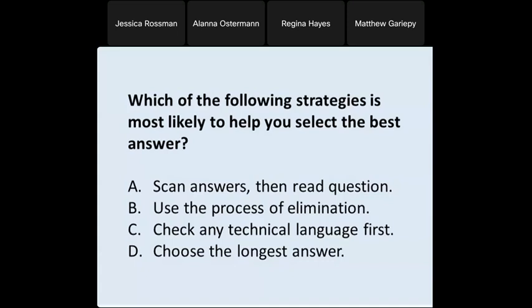Let's see how much you remember. Which of the following strategies is most likely to help you select the best answer? A, scan the answers, then read the question. B, use the process of elimination. C, check any technical language first. Or D, choose the longest answer.